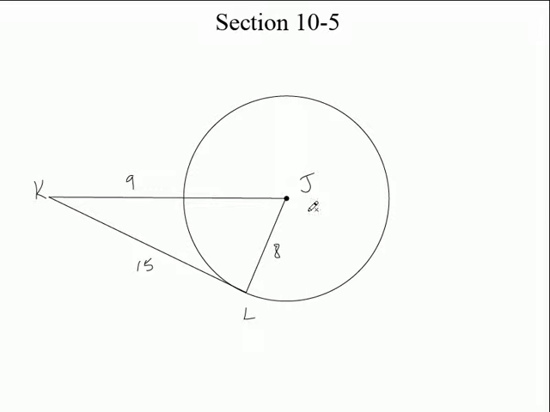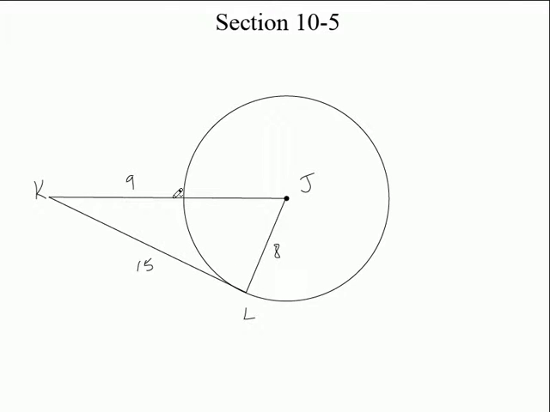What they're doing here is not asking to solve for anything. They're basically giving you all the information. What they're asking is: is KL tangent to this circle at point L? Is it tangent? Well, you look at it and say, sure, it looks tangent. Is it really? No. Let's do the numbers, okay? Let's see what we have.